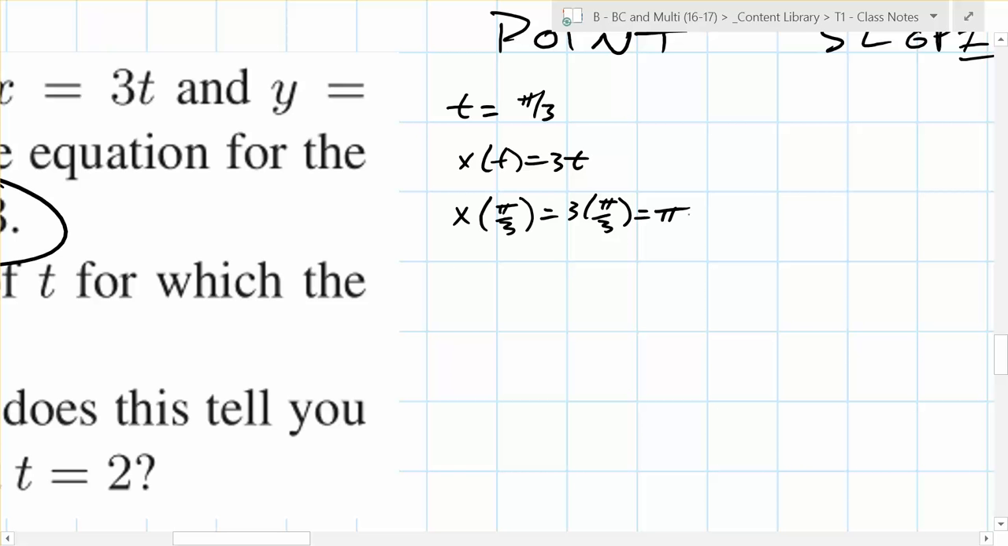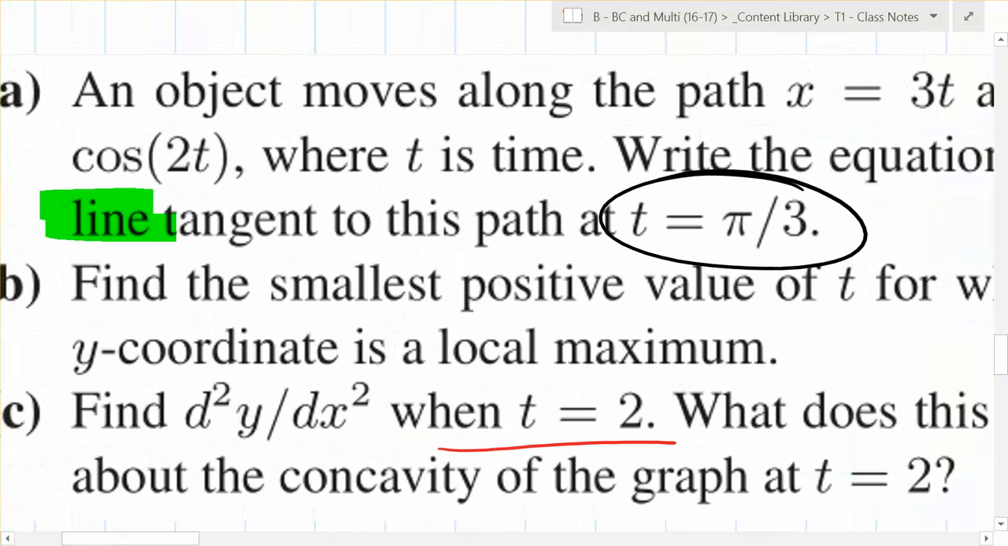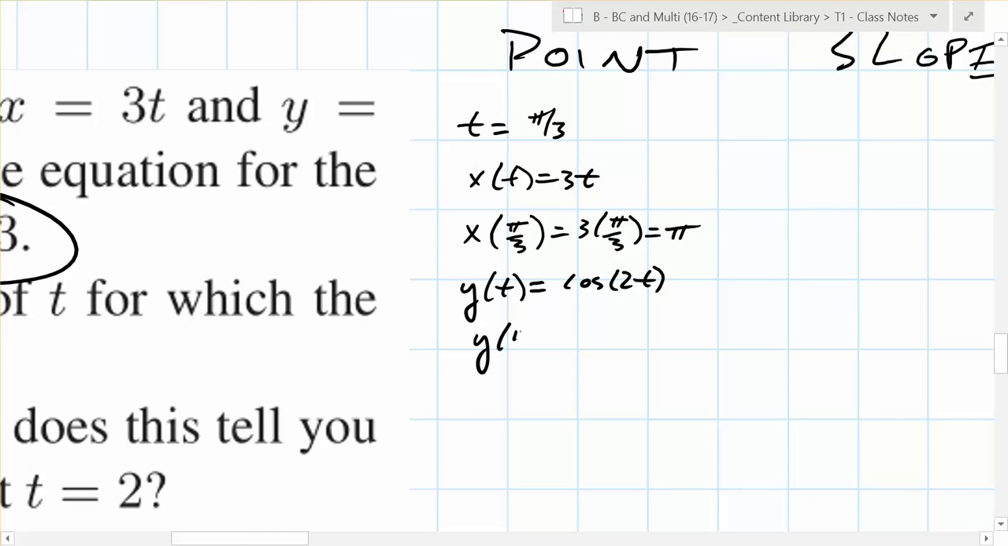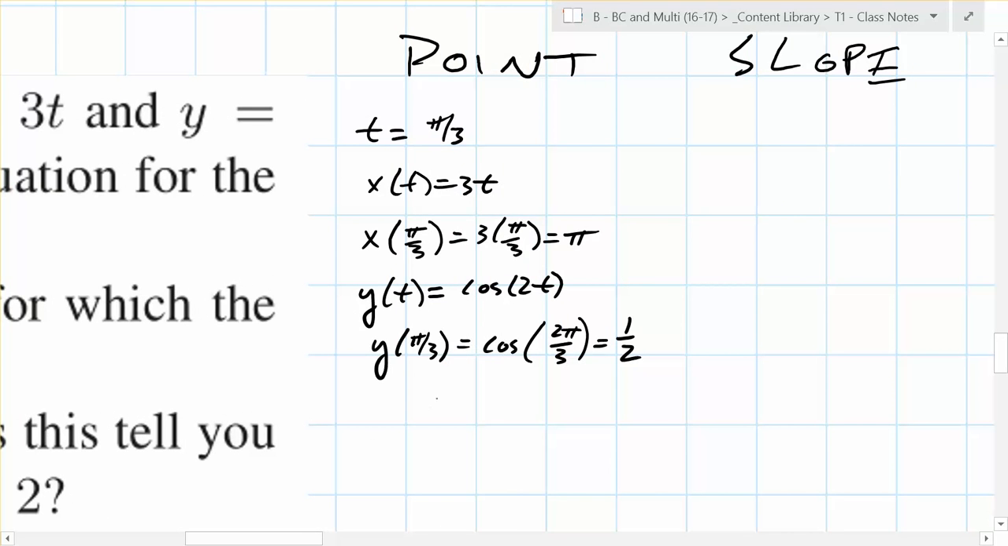Sorry. What does y equal? Y of t? What was that equation? It's cosine of 2t. Do you need to remember your basic trig? Absolutely. So what is y of pi over 3 going to be? It's cosine of 2 pi over 3, which is equal to negative 1/2, I think, right? We got it? So what's the point? Pi comma negative 1/2. We have our point.